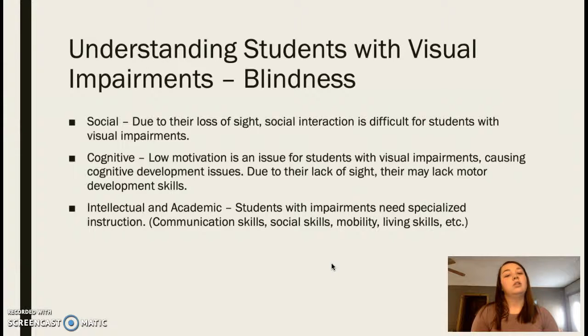Intellectually and academically, students with impairments need specialized instruction. So this is focusing on communication skills, or mobility, or their social skills, or their living skills, as well as their skills in order to be in the classroom. And it's just really important to help students with this disability intellectually and academically through an expanded specialized instruction that includes many different types of skill adaptations that will help them.